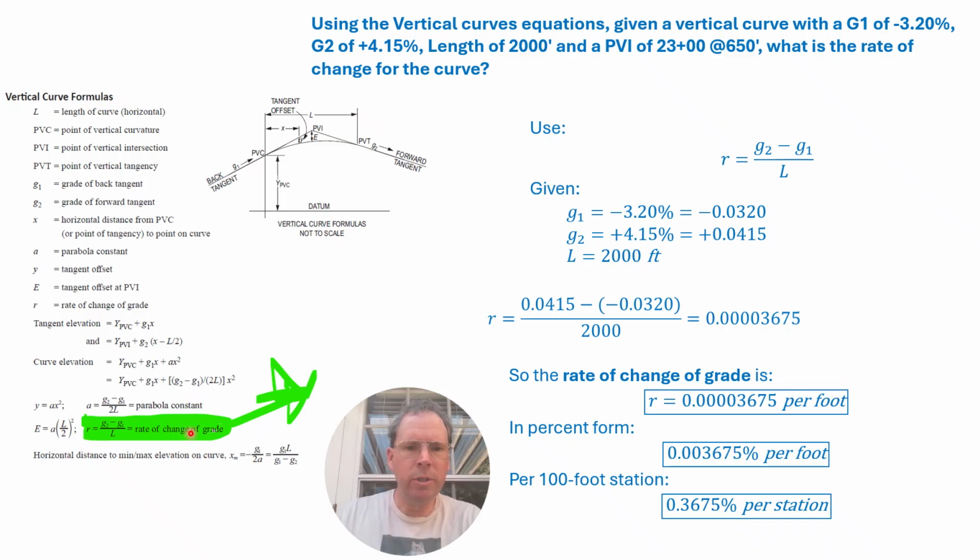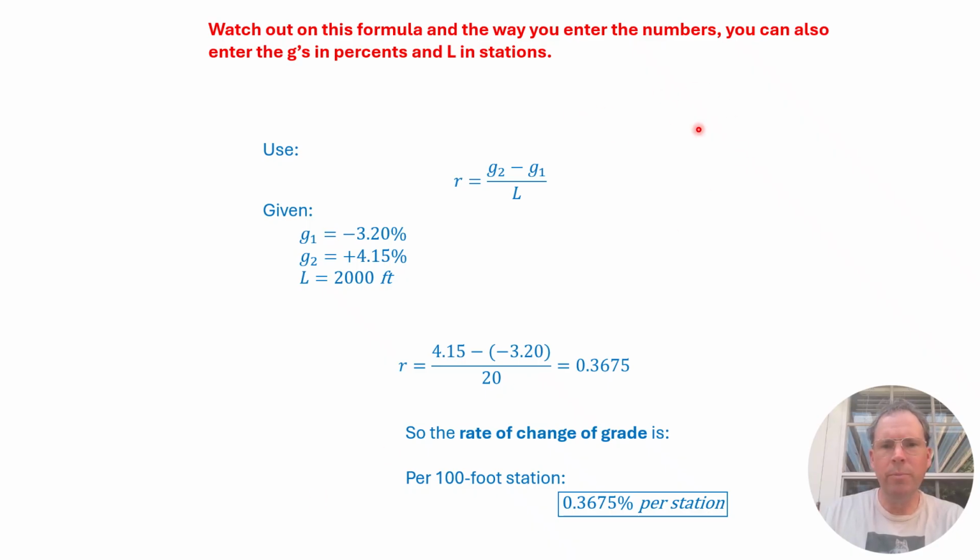So once again, you're going to use this rate of change of grade formula here. The way I did it this time, I went ahead and converted the percentages into decimal format and put them in the equation here. And you get an answer which is going to be a grade change per foot. You can put it in the percent form per foot, or in a station format per station. So watch out for this formula in particular. You can enter the G's in percents and the L in stations.